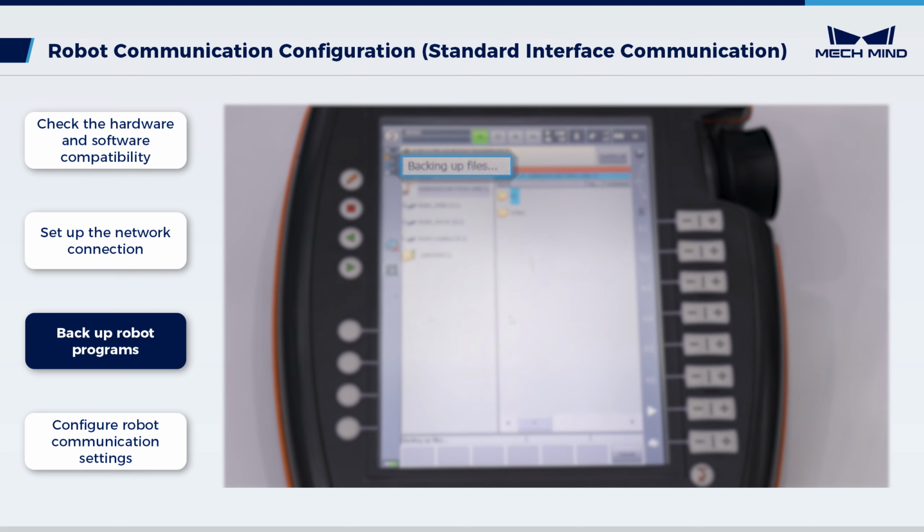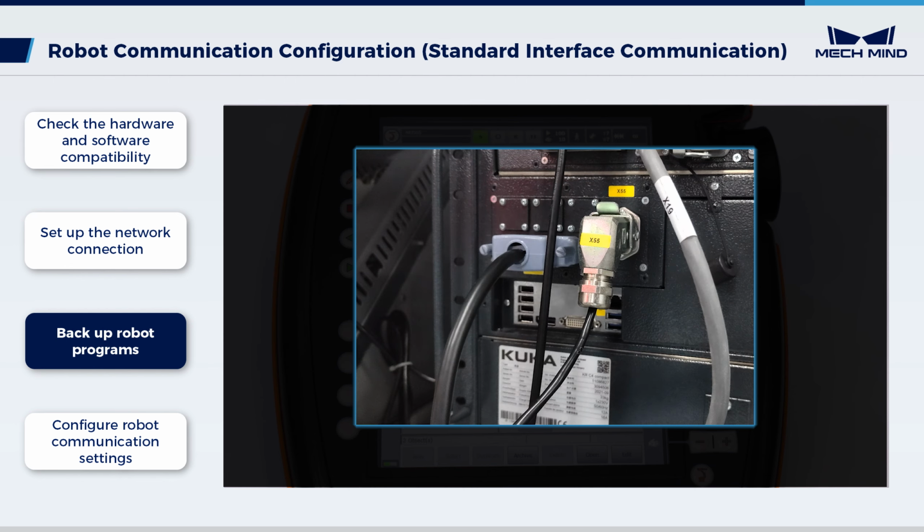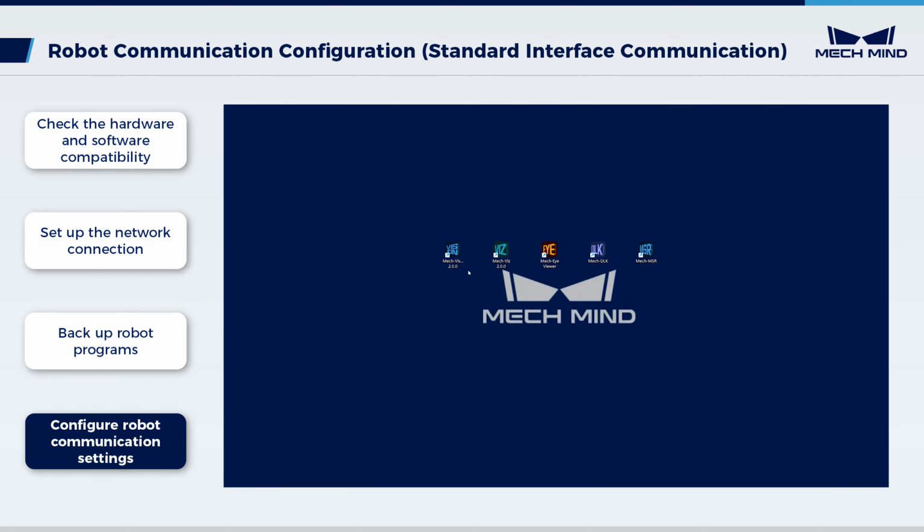If the following information is displayed on the teach pendant, the backup is complete. A zip file is saved to the flash drive. Unplug the flash drive. Subsequently, configure the robot communication settings and prepare the program files.